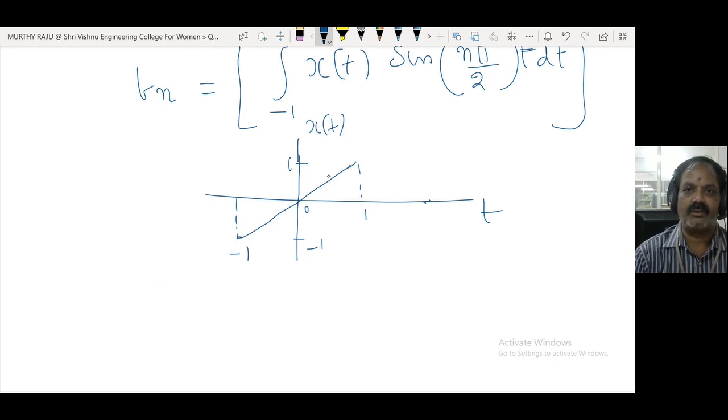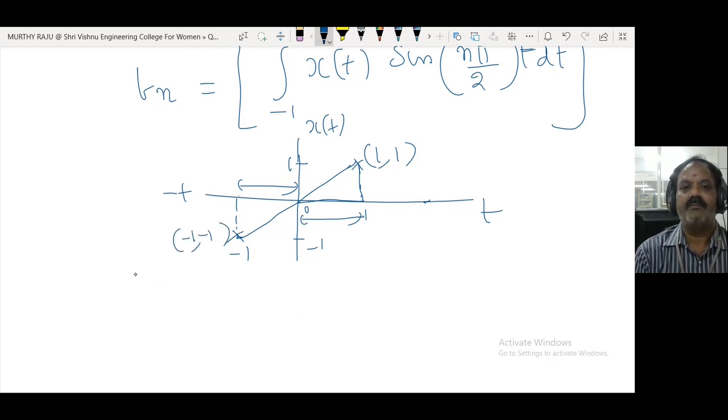We have to find the total expression. This is the x-axis value 1, this is the y-axis value 1. That is, in that case, the coordinates are (1, 1). Here from 0 to -1, the value is -1. This is minus t on the x-axis, and the y-axis is -1. Here the coordinates are (-1, -1). Therefore, (1, 1) and (-1, -1).